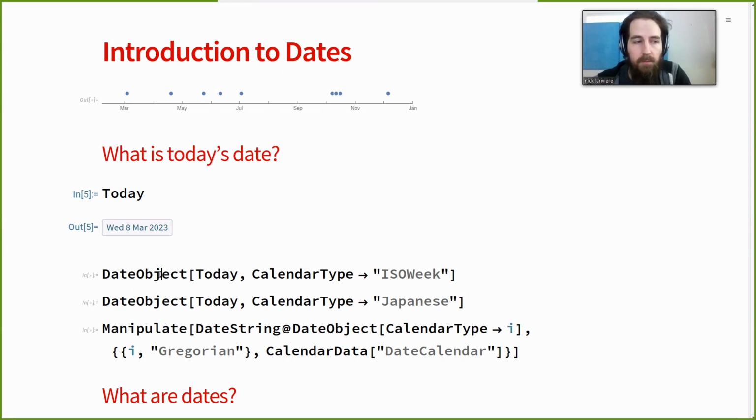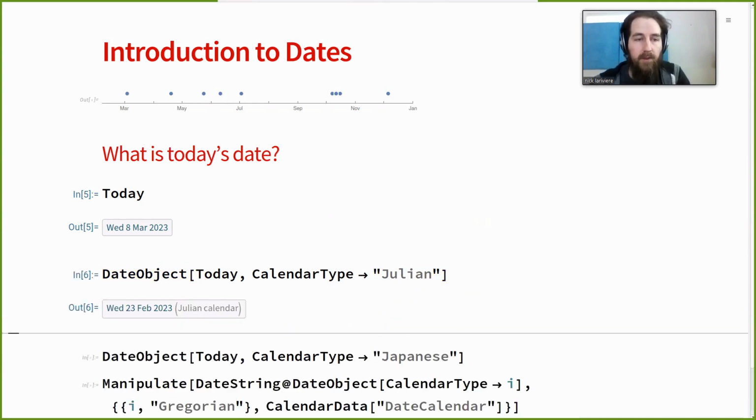So the most widely used civil calendar system in the world is the Gregorian calendar, which is very closely related to another calendar called the Julian calendar. But if we look at the Julian calendar, today would actually be February 23rd.